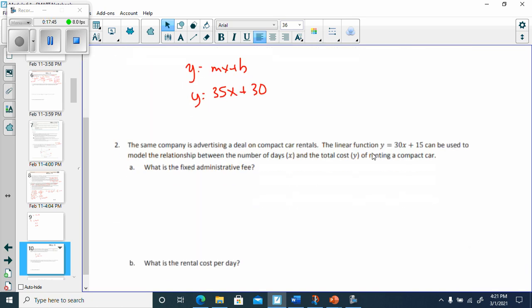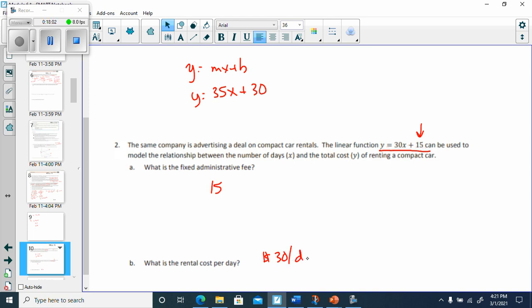The same company is advertising a deal on compact car rentals. The linear function is right here. What's the fixed administrative fee? The fixed fee is your B, $15. What's the rental cost per day? That would be your $30 per day.